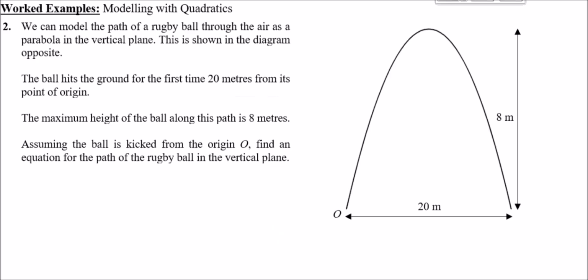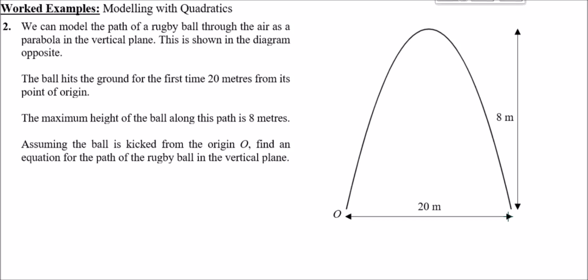Worked example 2, we can model the path of a rugby ball, this is true by the way of course, through the air as a parabola in the vertical plane. The vertical plane just means if you had an imaginary vertical sheet like a see-through pane of glass, the rugby ball would be moving in a two-dimensional plane where it's just moving up and down, not side to side. In real life it might be of course because of the wind, but we can just model this as being a two-dimensional plane going straight up and straight down when it comes down. So the ball hits the ground for the first time 20 meters from its point of origin.